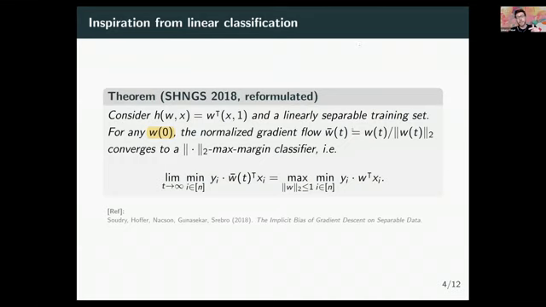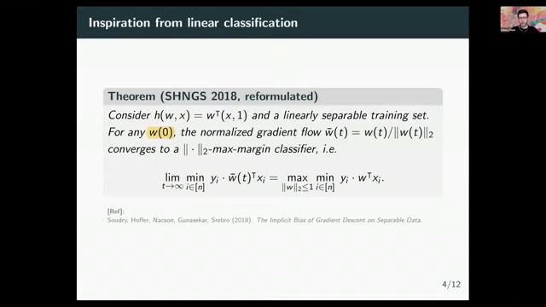And then they show that the normalized gradient flow, so when we just project it back on the unit ball, converges to an L2 max margin classifier. So this is a solution to this max margin problem. The convergence is in the infinite time horizon of the training dynamics. So that's a result that we know about linear predictors. It has been extended in several ways for nonlinear models.